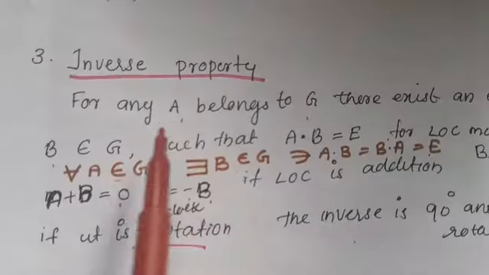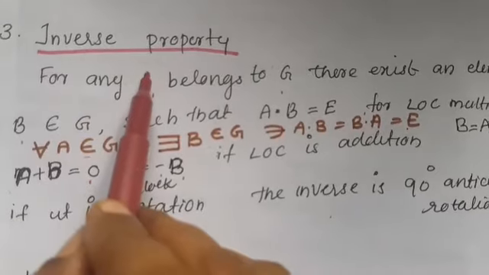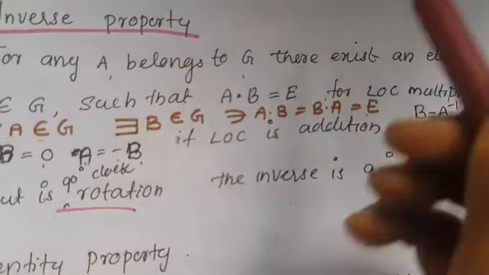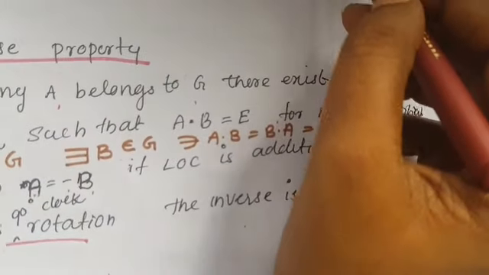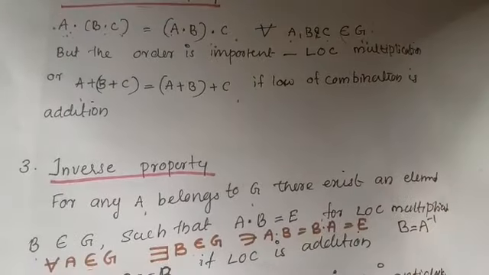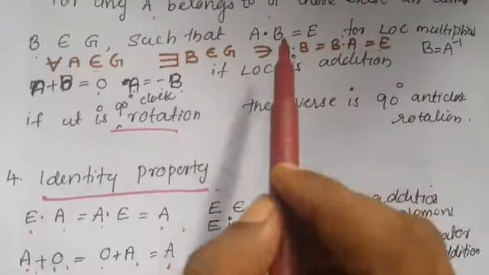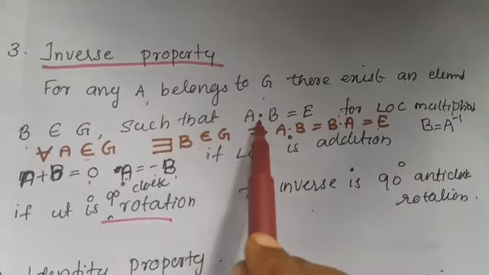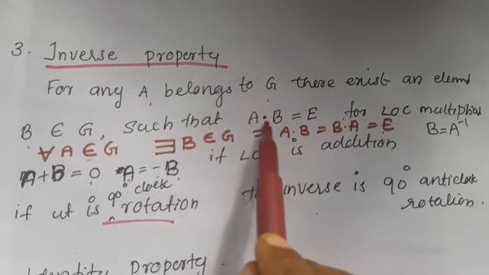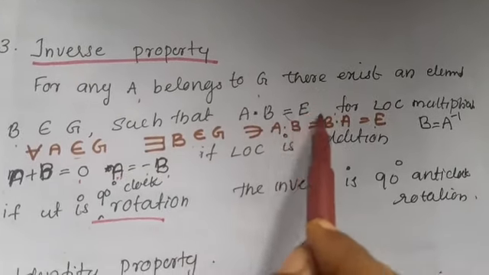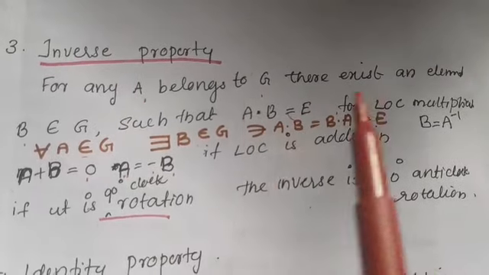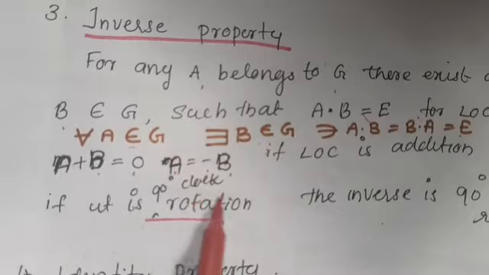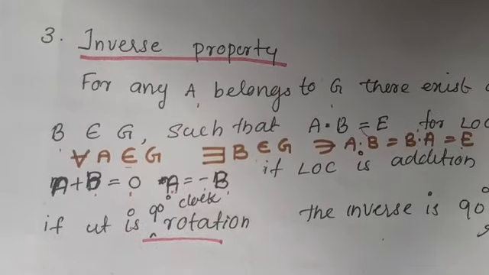Inverse property is that for every element A, there should be an inverse element in the group G, in the set G. So in the case of multiplication, A dot B is equal to E, where E is the identity element, so B should be A inverse. In the case of addition, A plus B is equal to 0, A is equal to minus B. Here minus B is the inverse.